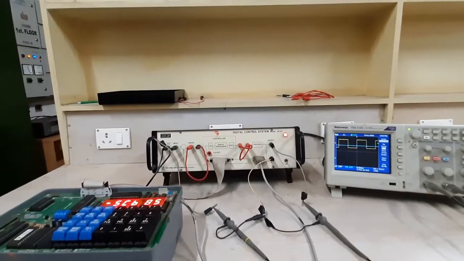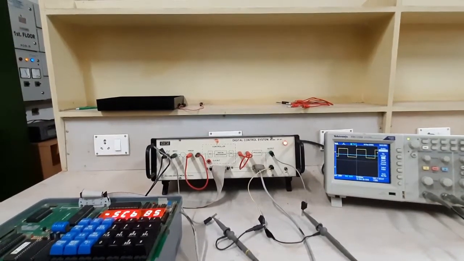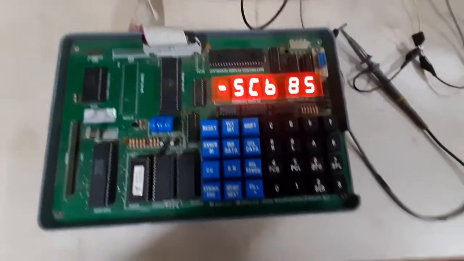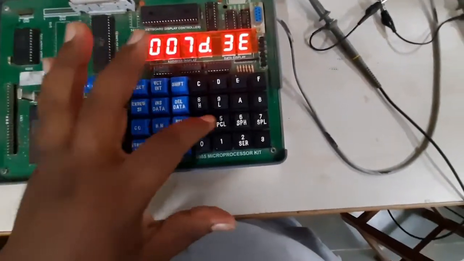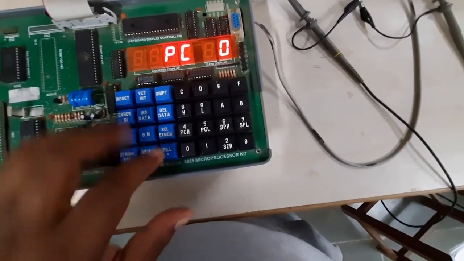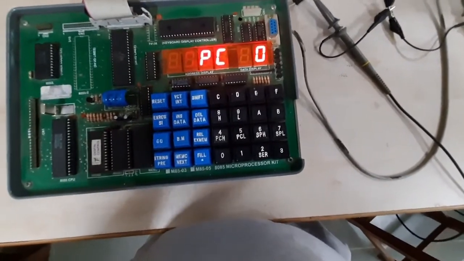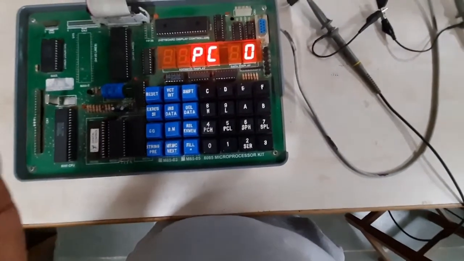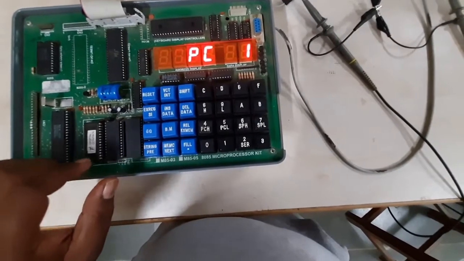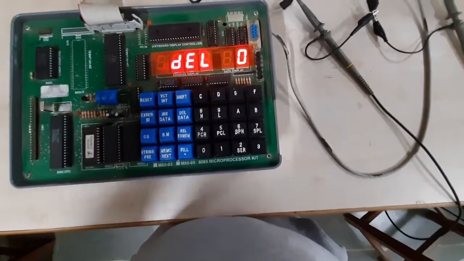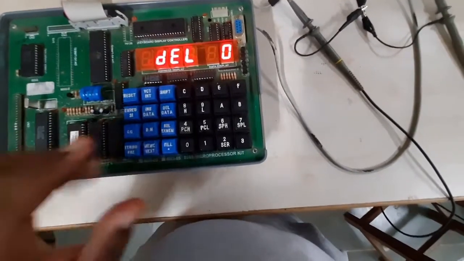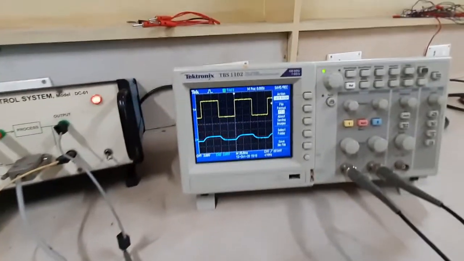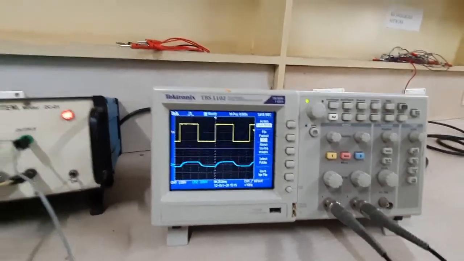Next is our fixed sampling rate and variable forward gain. For that, again we have to follow the steps: reset, go, 5000, fill. We are doing our fixed sampling rate and different forward gain. So let's put 1 in forward gain and put the delay time as 0, fixed. With these values, this is our response.